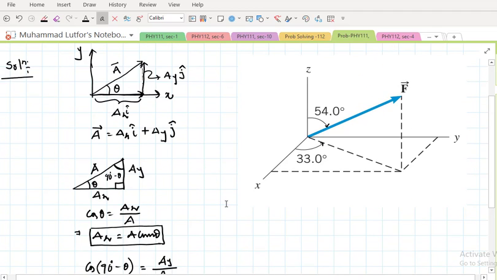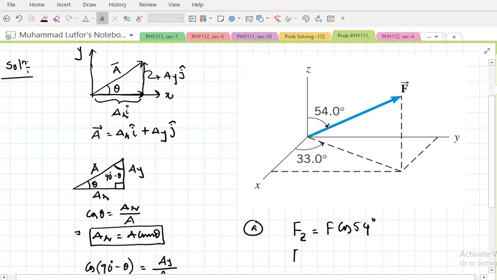Using that idea, I'll find the component of this vector, because vector F creates an angle of 54 degrees with the z-axis. Then I can say this vector F z would be the component, F cos 54 degrees, right? Any vector that creates an angle with any axis, we always take that cosine ratio. So that's why I write the F z component as F cos 54.